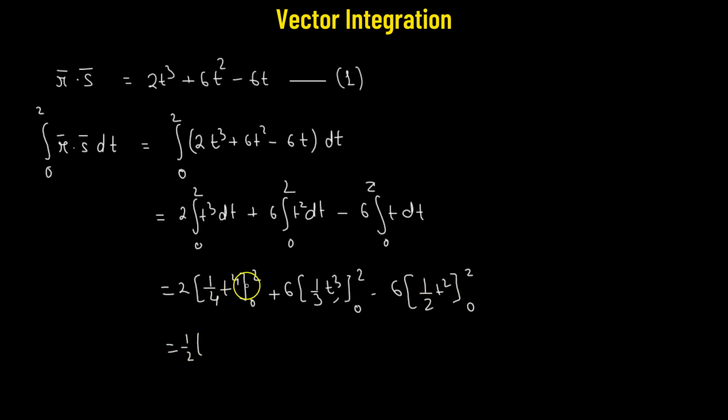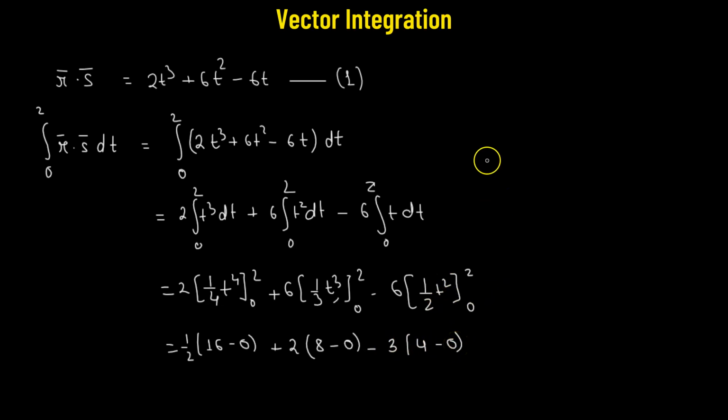We have t raised to the power of 4, so the upper limit is 2. We'll get 2 raised to the power of 4, which is 16, minus the lower limit, which is 0. Plus we have 6 over 3, so that's 2. We have t cubed, so using the upper limit, we have 2 raised to the power of 3, which is 8, minus the lower limit, 0 cubed, so that will be 0. Minus 6 over 2 will be 3. So we have t squared, so that will be 4 minus 0.